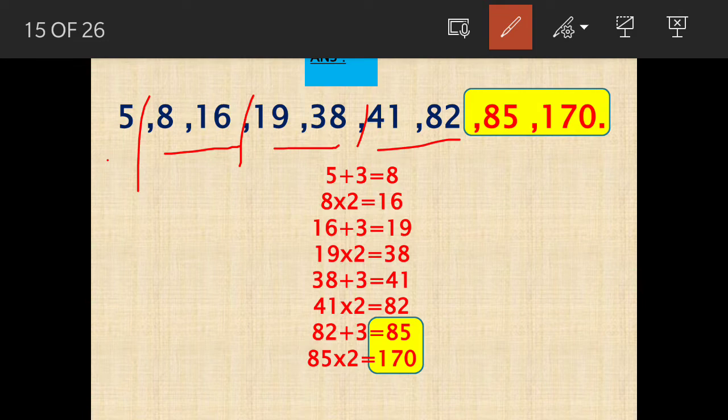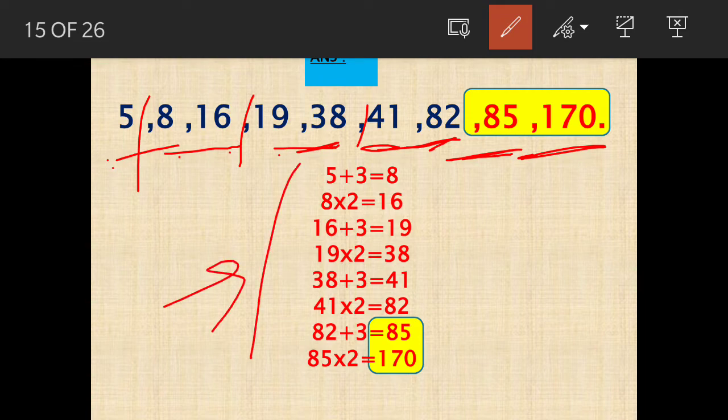So difference in 5 and 8 is 3. So when you add 3 here, 5 plus 3 becomes 8, and 8 into 2 is 16. Now 16 plus 3 is 19, 19 into 2, 38. 38 plus 3, 41, 41 into 2 is 82. Now 82 plus 3 is 85, and 85 into 2 is 170. This is what I explained here.